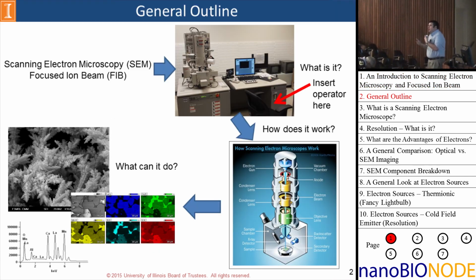A general outline of what you're going to see in this talk is an introduction to the scanning electron microscope and the focused ion beam. What is it? Then we're going to transition to each one. How does it work? We're going to break down the individual components. And then we're going to go to the fun part: what can it do for you? By the time we're done with this talk, I'm going to give you a general idea of what you can expect as the operator, so that by the time you are sitting in the command chair, you have an idea of what's going to happen on the scope.